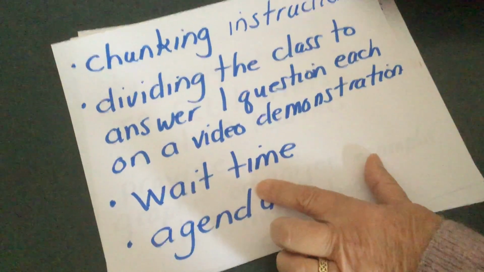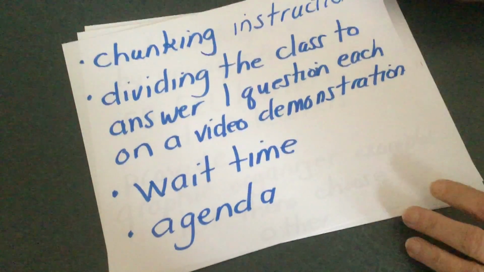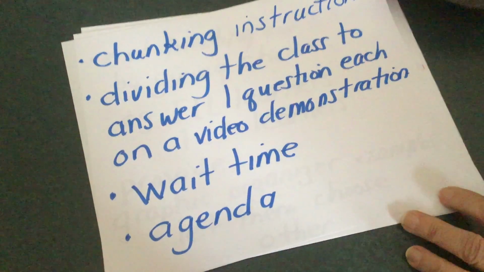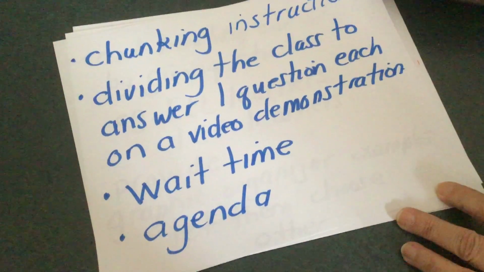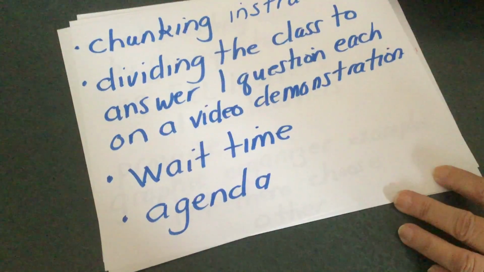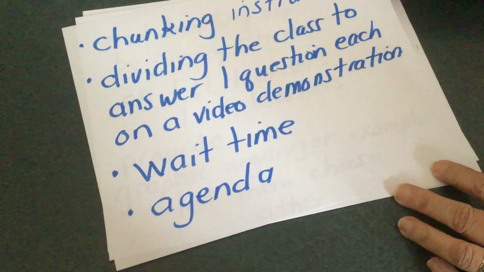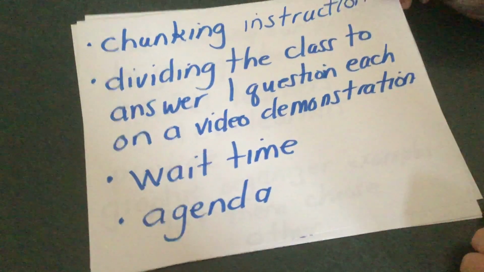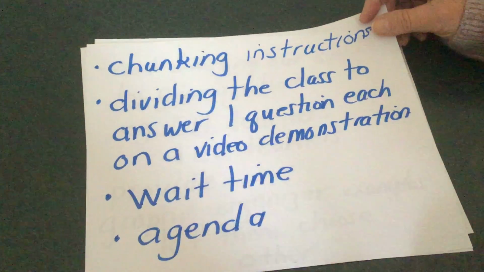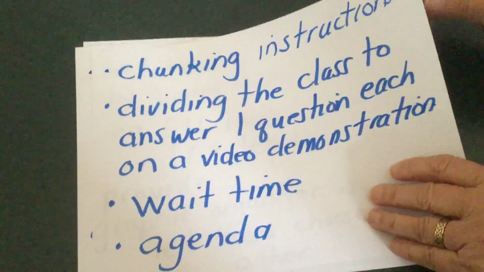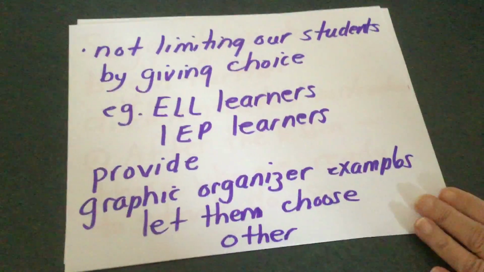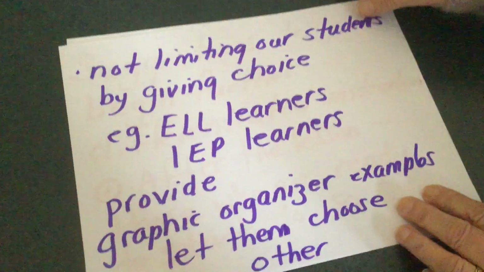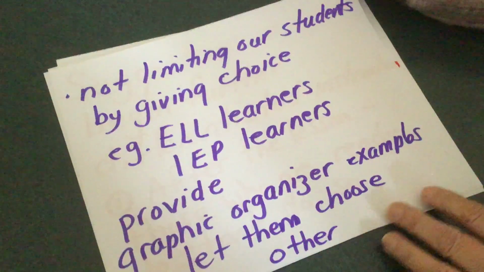Wait time, we've talked about that, where you leave 5 seconds after you've asked a question, and after a student's answer, you wait 5 more so people can think about what the answer was before they answer again. Having an agenda at the beginning of your class so that students know what to expect in that class is also another way of differentiating. Another way is not limiting our students by giving them choice.